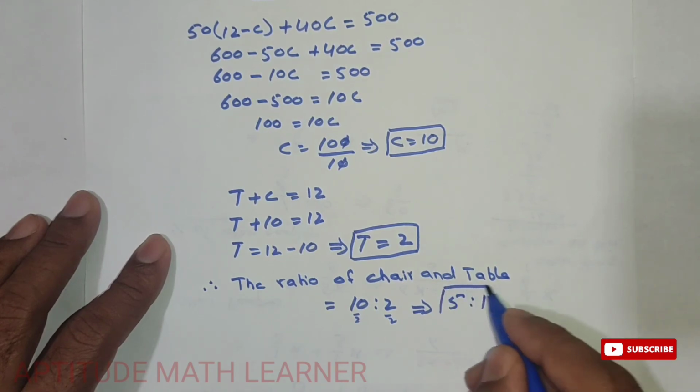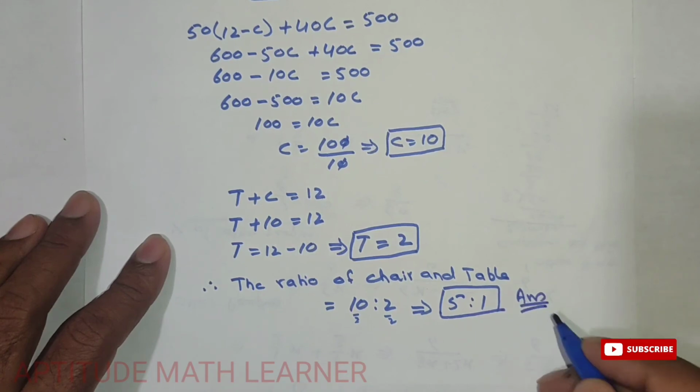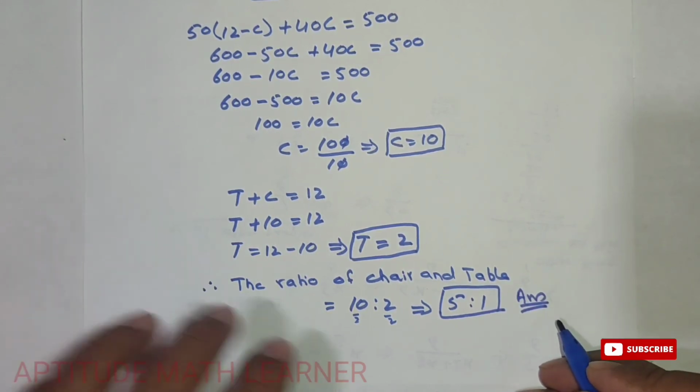So this is our answer, 5 to 1. Hope you have got the method.